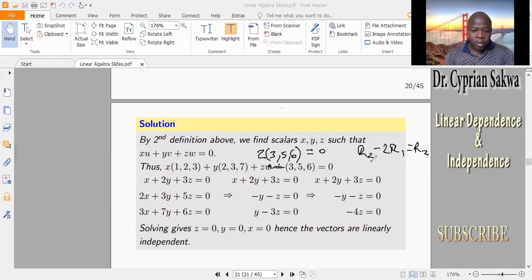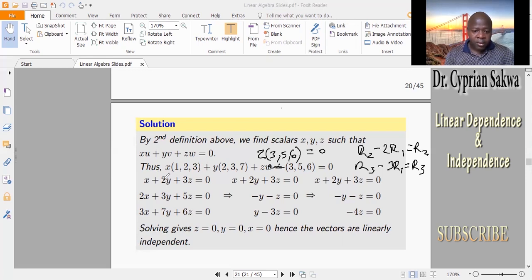Then we'll also take row 3 minus 3 row 1 to give us our new row 3. So let's just see what happened. This one times x times 2 will give us 2x. Subtract from this, you have 0. So you can see I have no element here.